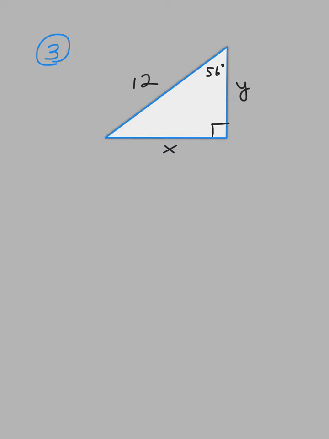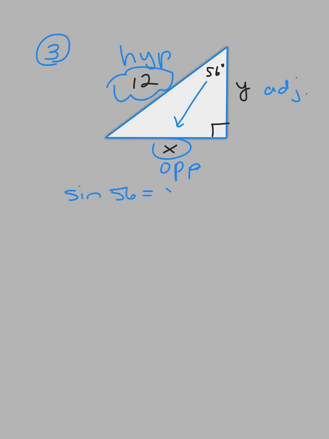In number 3, I need two variables. I need x and y. So let's look. I'm given 56 degrees. So I know my 12 is my hypotenuse. I know my x, that's my opposite side, and I know y is my adjacent side. So I know I have to use the hypotenuse because that's the one value that I'm given. So in trying to find things, if I first want to find x, which is opposite, then I can use sine. So I have sine of 56 is equal to my opposite over my hypotenuse, that's x over 12. So I have x is equal to 12 times the sine of 56, and when I put that in my calculator, I have x is equal to 9.9.